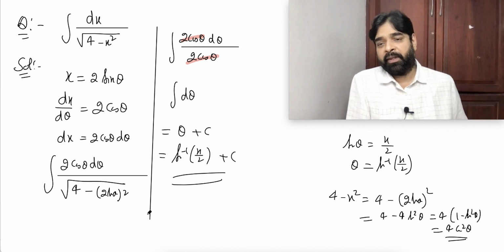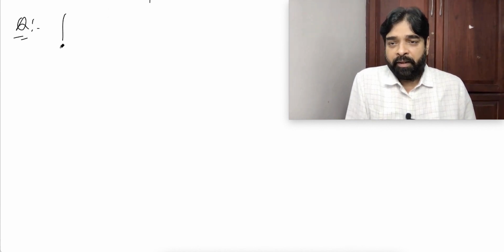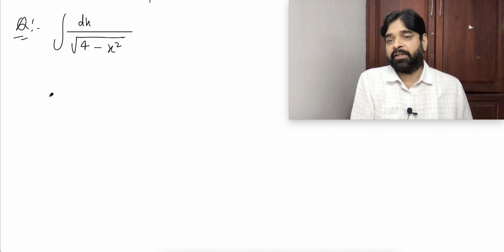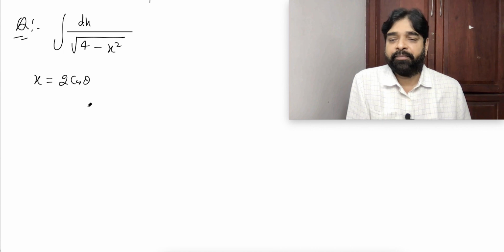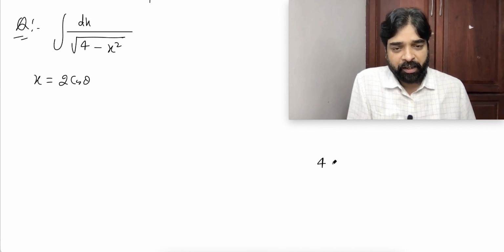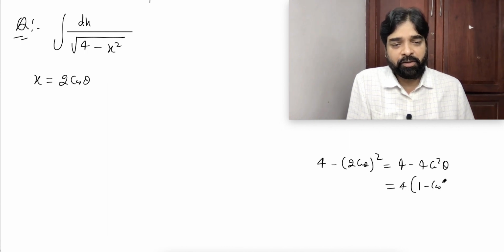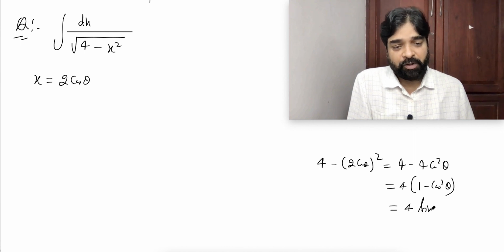Let's try. Same question I am going to do. Integration of dx by root over 4 minus x square. Yes. Now this time let's do the substitution x equal to 2 cos theta. If you put 2 cos theta here, 4 minus 2 cos theta the whole square will become 4 minus 4 cos square theta. Yes or no? 4 will be common and I will get 1 minus cos square theta. And 1 minus cos square theta is what? Sin square theta. So I'll say 4 sin square theta.